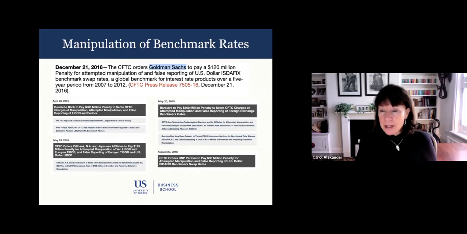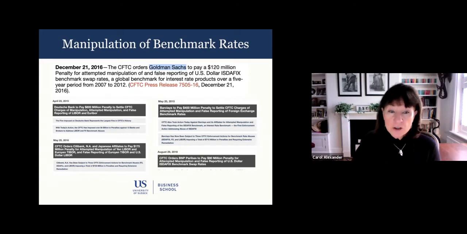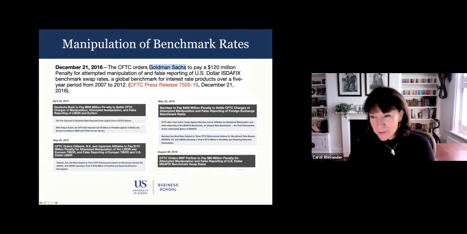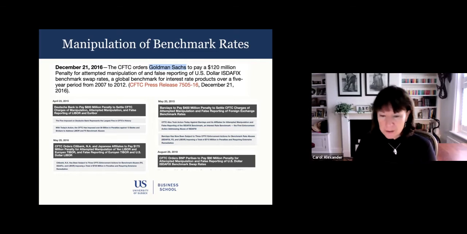What about manipulation of benchmark rates? This is a press release about Goldman Sachs having to pay $120 million for the US dollar ISDAfix benchmark swap rates. This is on interest rates. Obviously, the LIBOR scandal, everybody knows, Deutsche Bank, Citibank, Barclays. This is foreign exchange. There are lots of class actions against the 4 p.m. foreign exchange fix, particularly the Canadian dollar versus US. It just goes on and on and on.